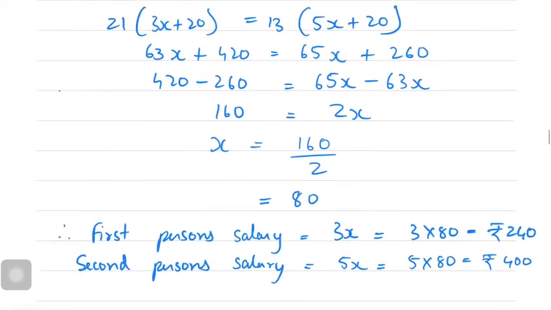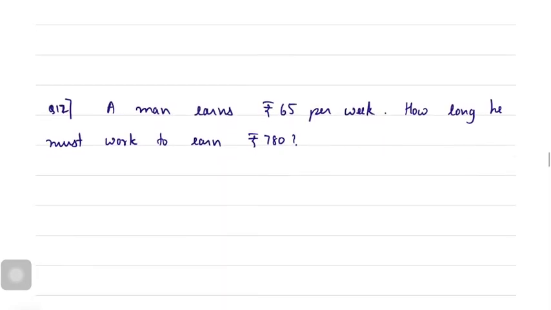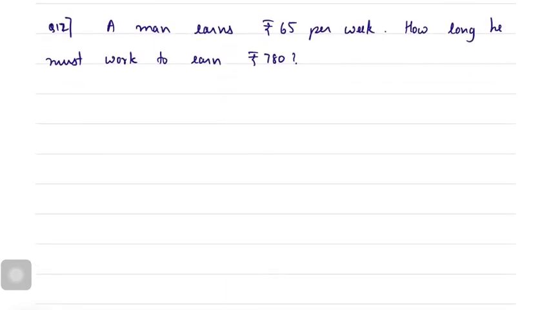Now let's solve the next question. A man earns rupees 65 per week. How long he must work to earn 780? Okay, so when you work more number of weeks, you earn more money, right? So this is a question of direct proportion, right? So I'll write down, this is a question of direct proportion.